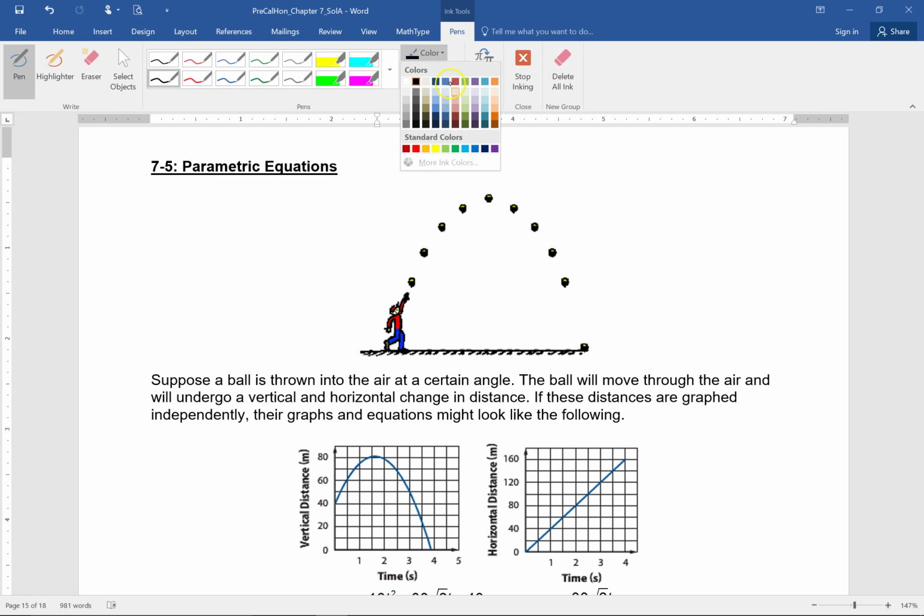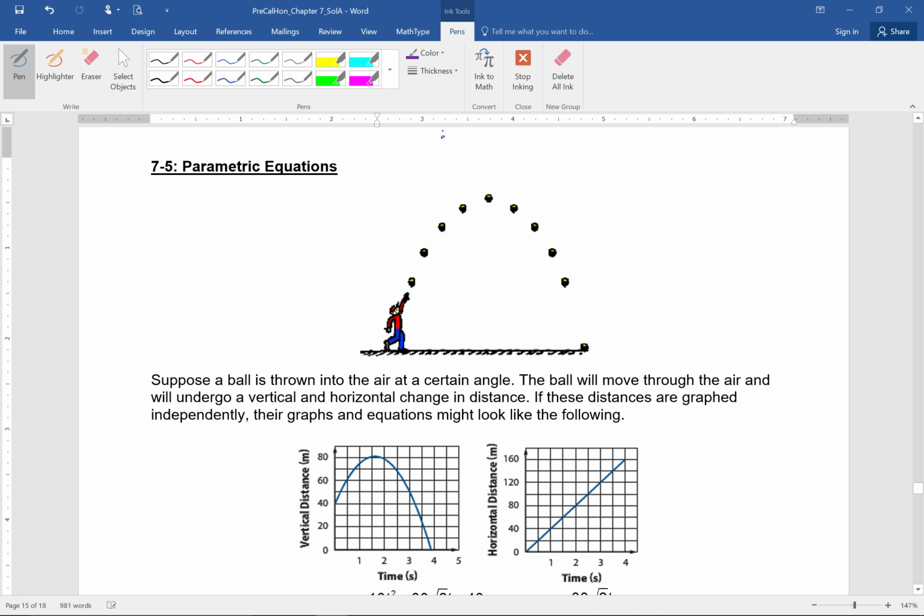And then eventually it'll move up and then it'll move down, but at the same time, it'll also move over horizontally a little bit. All right.